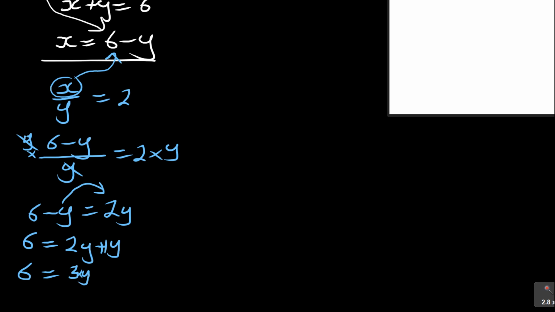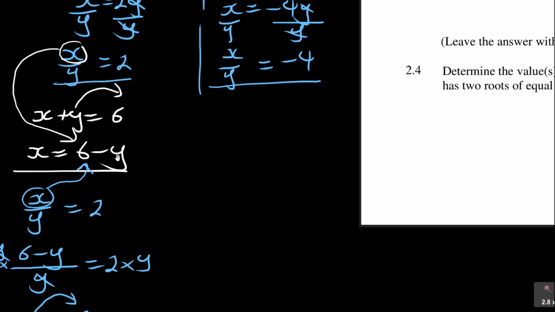Now they are multiplying. How do you separate 3 from y? Opposite of multiplication is division. See that? Then you are going to have y is equal to 6 divided by 3 is 2. That's the first answer. Y is equal to 2. You come back again on the other one.